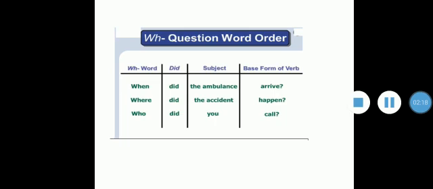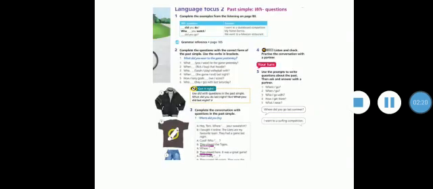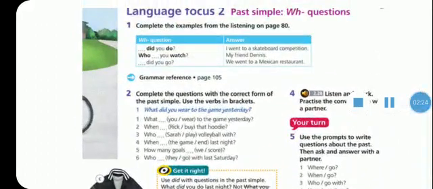Let's move to the exercises that we have in our student book. Complete the examples from the listening on page 80. So here we're going to complete these questions with the suitable word according to the listening that we took before. Number 1, it is going to be what did you do? Because the answer, I went to a skateboard competition. Who did you watch? My friend Dennis.